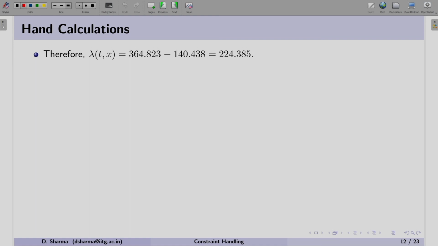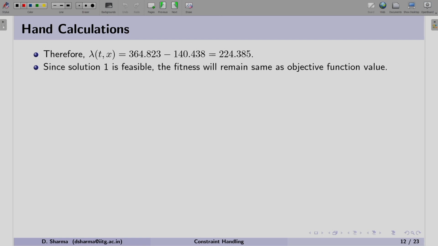So, let us move forward and find the value of lambda here. The lambda value is the worst feasible solution minus the best infeasible solution. If we take the difference, this is what we are going to get as the value of lambda. Now, let us use the value of lambda in order to calculate the fitness using this approach. As we know, solution 1 is a feasible solution, so the fitness will remain the same as the objective function value.